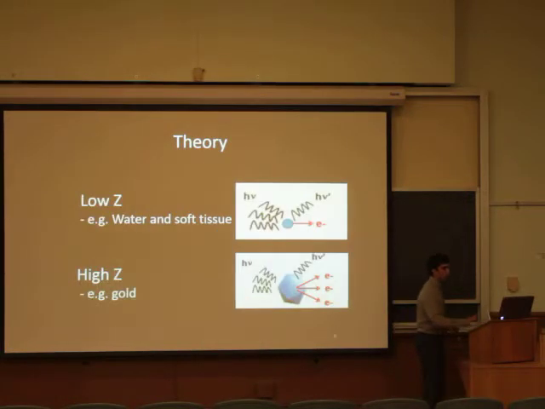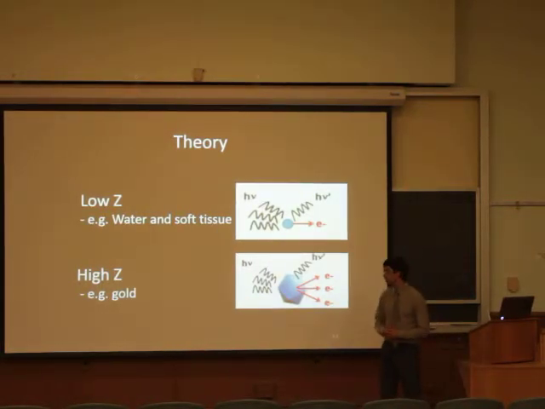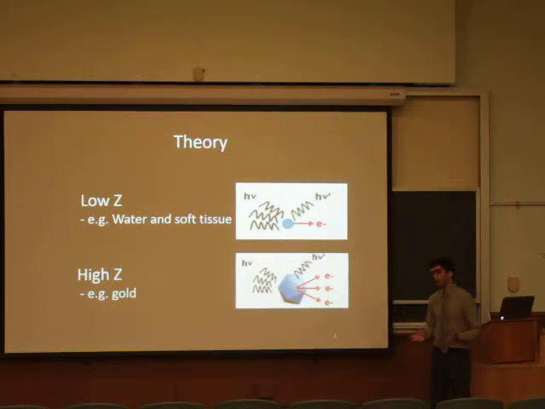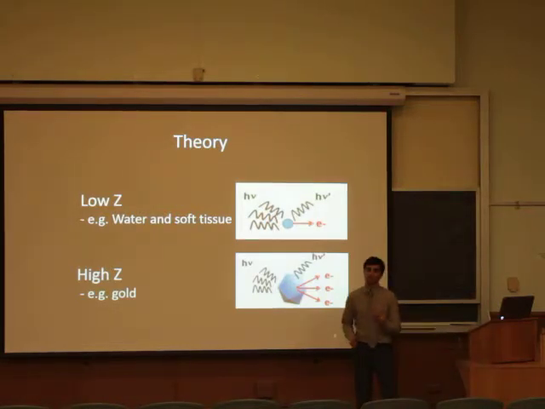So, if a photon hits an atom with high atomic number, an atom such as gold, as opposed to water or soft tissue, you're going to get a lot more photoelectric effect. And thus, you're going to have a lot more electrons. So, the good thing about electrons is that they have short range. And what does this mean in the clinic?